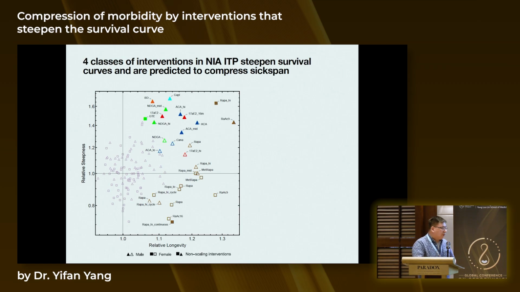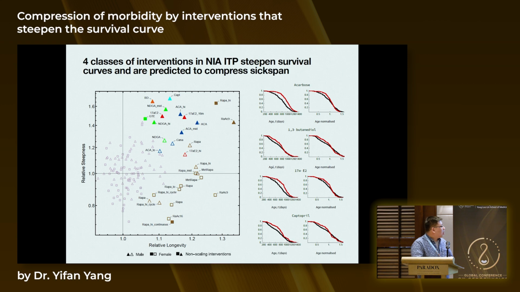In contrast, there are about 4 groups of drugs that increase the steepness of survival curves. These are alcohols, BD, which simulate the effect of ketosis, 17-alpha-E2, which is a non-feminizing estradiol, and captopril, which is an ACE inhibitor that improves the vasculature. So for all these 4, we predict that they were able to compress the healthspan in their respective genders.